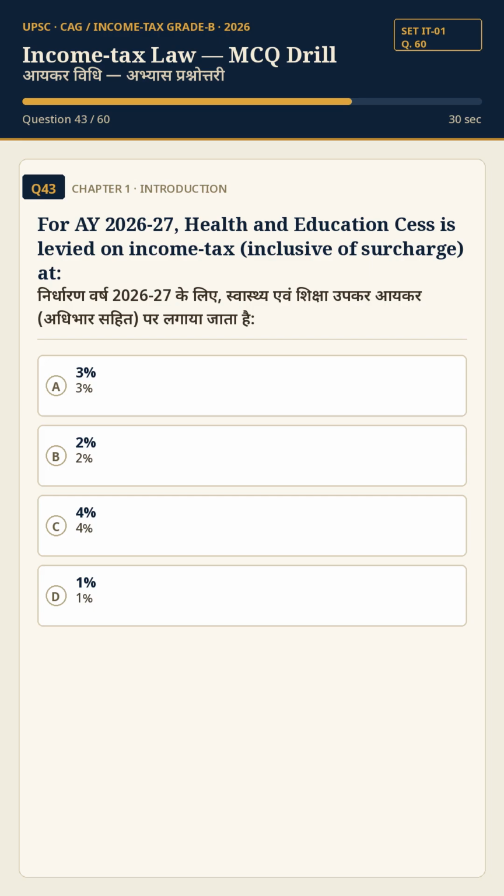Question 43. Health and education cess is levied on income tax, inclusive of surcharge, at. The correct answer explanation: health and education cess is levied at 4% on income tax, inclusive of surcharge wherever applicable.